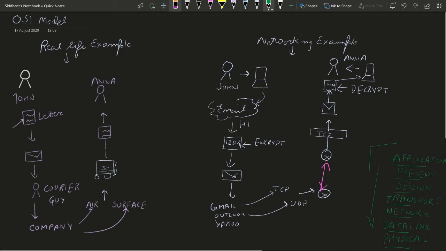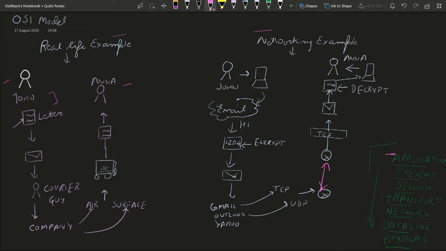So we'll take a real life example as well as a networking example. John is writing a letter to Anna, and he will take a piece of paper and he will write something on the piece of paper. Now this is the user interface which comes under application layer.